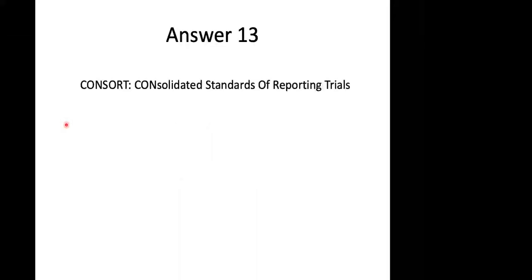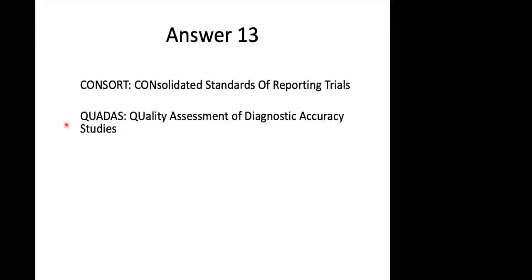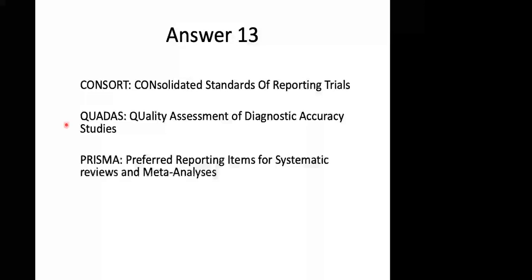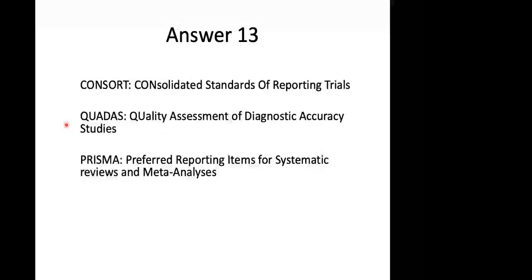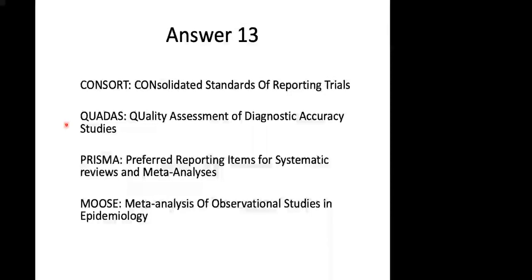So let's see. Consort is Consolidated Standards of Reporting Trials, usually used in RCTs. Quadas is usually used for quality assessment of diagnostic accuracy studies. Prisma is the one asked in the question: Preferred Reporting Items for Systematic Reviews and Meta-Analyses. The last one, MOOSE, is usually used for meta-analysis of observational studies. So these are the standard guidelines, and one should at least know which guideline is commonly used in which study.